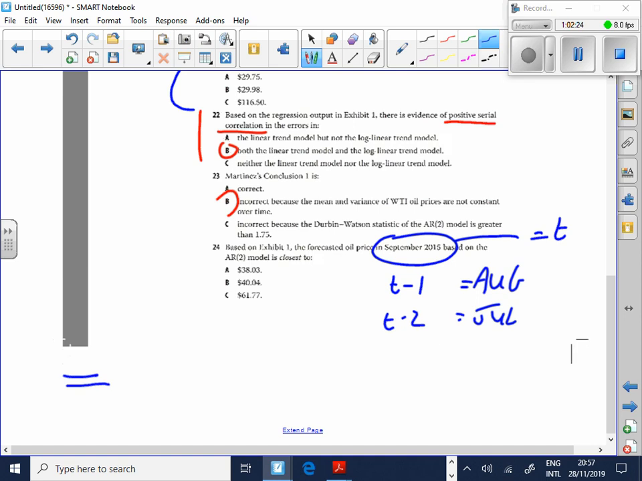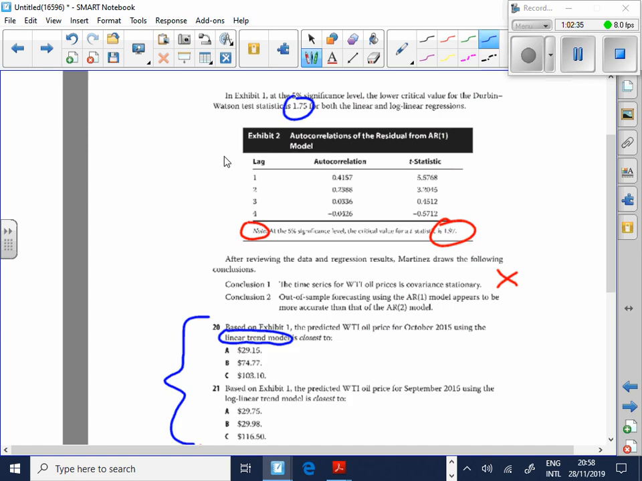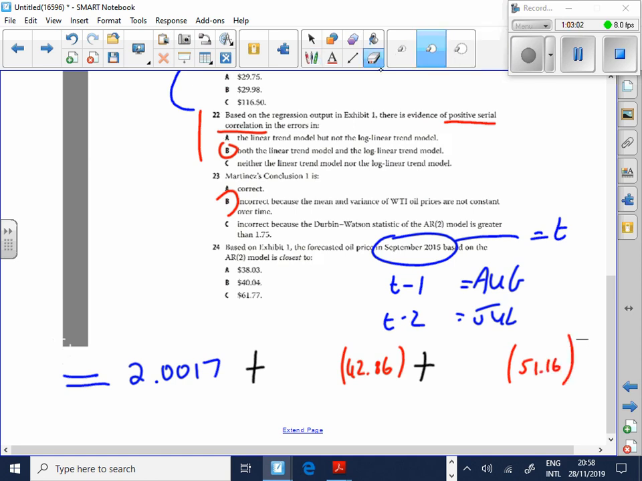I'm going to go all the way over there. We start off with the first coefficient. What's the first coefficient? 2.0017. You happy? Let's put it in. It's equal to 2.0017. There'll be a plus, and then there'll be another plus. Okay, first of all, what I know. Over here, my first price was what? 42.86, and over here my price was 51.16. Let's just change the color so we can see it nicely.